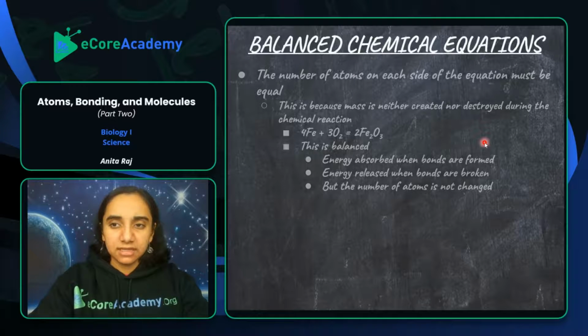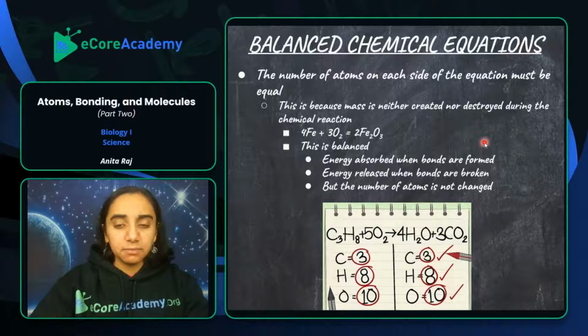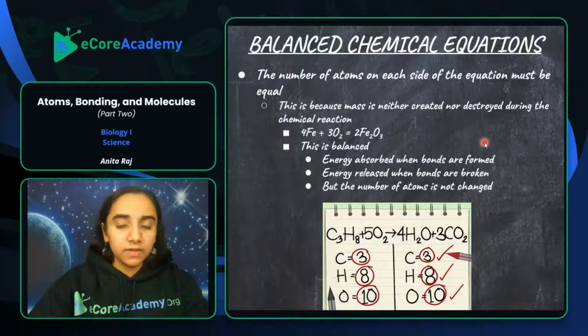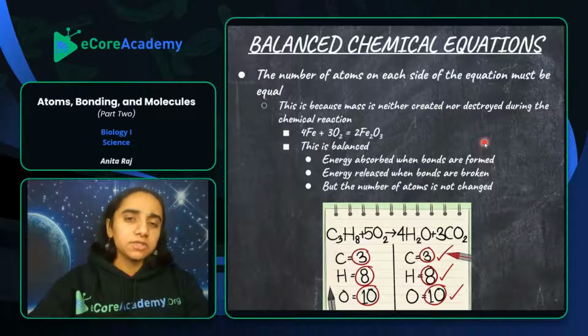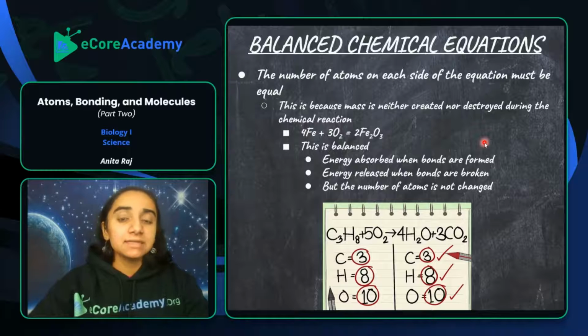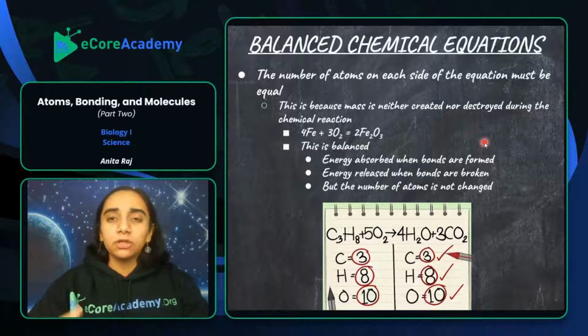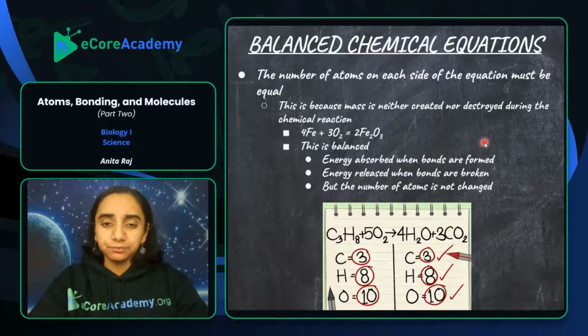Now let's talk about balanced chemical equations. The number of atoms on each side of the equation must be equal. This is because mass is neither created nor destroyed during a chemical reaction. This is the law of conservation of mass. So as you all know, mass cannot be created nor destroyed. It can only be converted and transformed into other forms of matter.